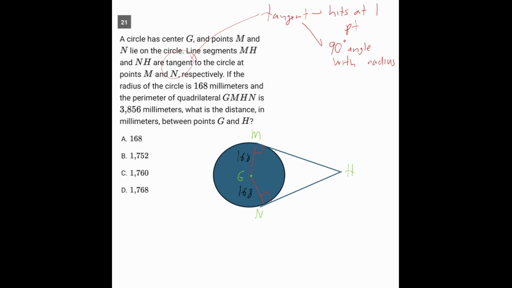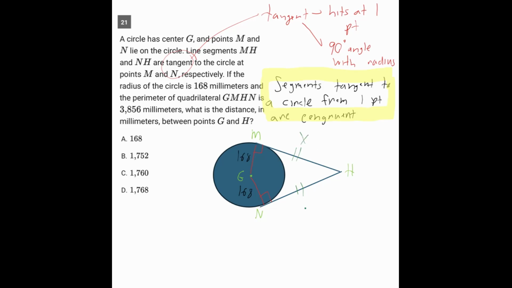Now, there's a rule that says that segments that are tangent to a circle from the same point are both going to be the same length as each other. In other words, they're congruent. So this geometry rule basically gives us the right to say that we know for a fact that this segment is the same length as this segment.